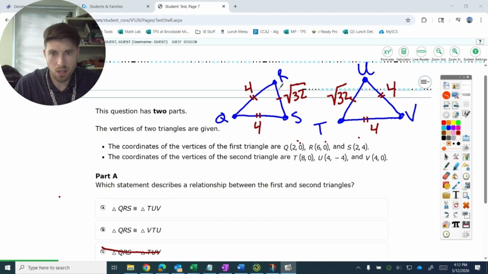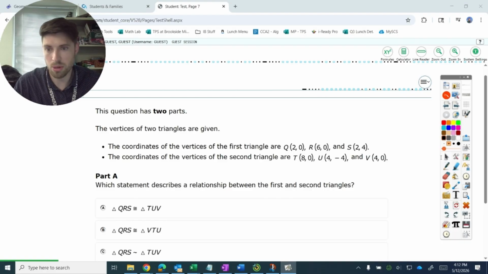And so I know RS needs to correspond to TU. And so here, if R and S take the second two spots, that means T and U needs to take the second two spots. Well, that's not true for A, but that is true for B. So those two correspond. Therefore we're going to name it that way. So by B, our two triangles are congruent, naming by those corresponding parts.